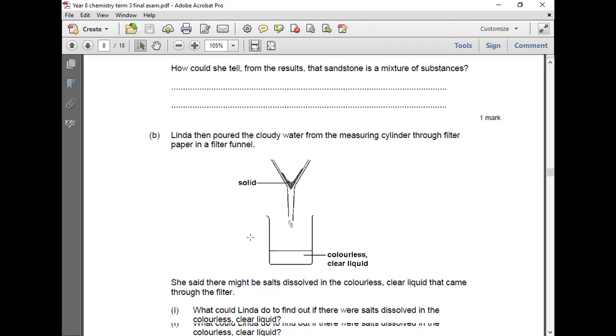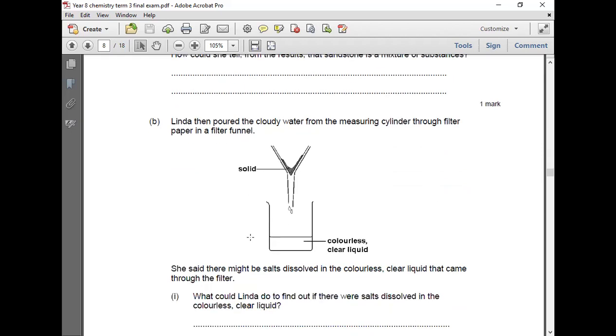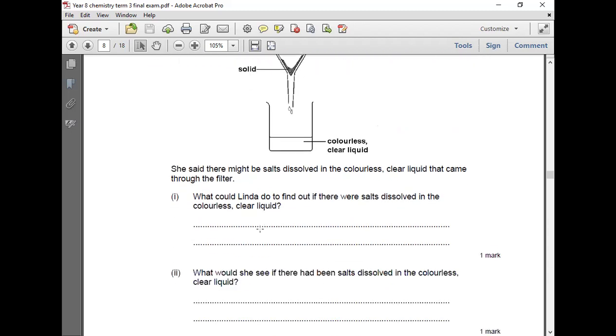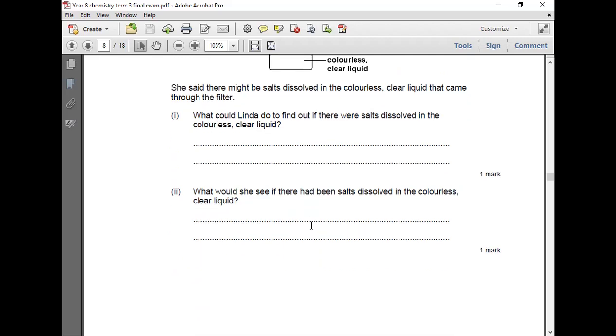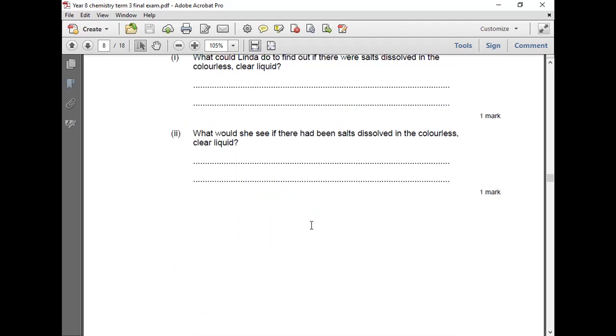Linda poured the cloudy water from the measuring cylinder through filter paper in a filter funnel. She said there might be salts dissolved in the colorless clear liquid that came through the filter. What could Linda do to find out if there were salts dissolved in the colorless clear liquid? What would she see if there had been salts dissolved in the colorless clear liquid?